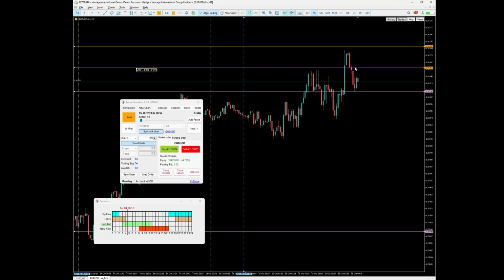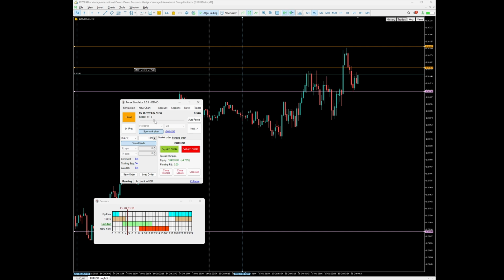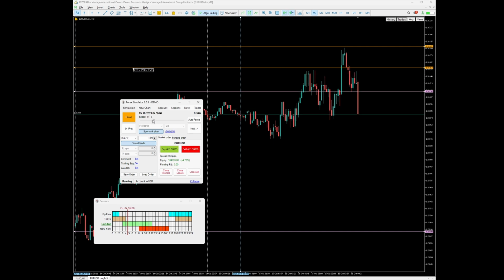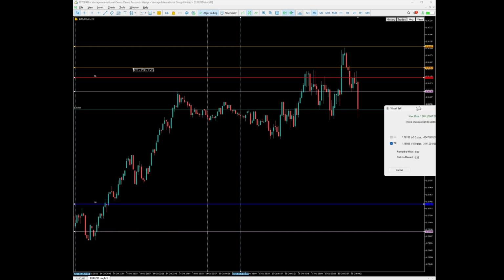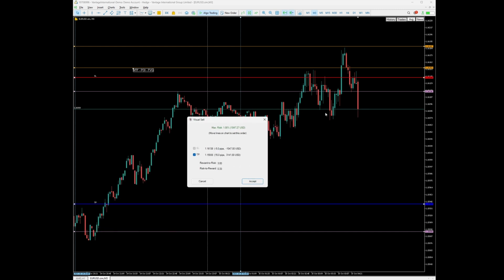We would wait for the price to reach this level. If it passes below this, I would be considering entering directly. Let's see what happens. If the price moves a bit up, boom. All right, there we go. So this is our sell.